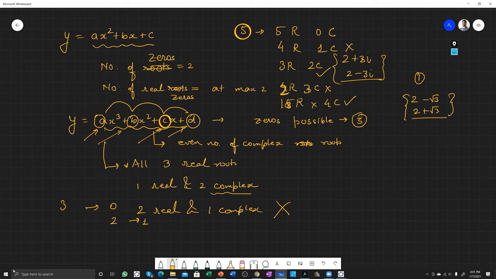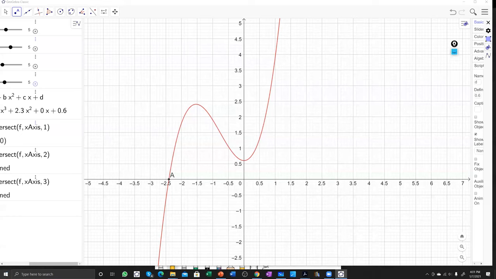Did you get the point? Geometrically speaking also, what is the zero of a polynomial? When the polynomial cuts the x-axis. Now, there is a natural curve, right? It is turning like this. When it lifts up from the x-axis, exactly two points disappear. Do you get the point? Are you able to follow what I'm saying?